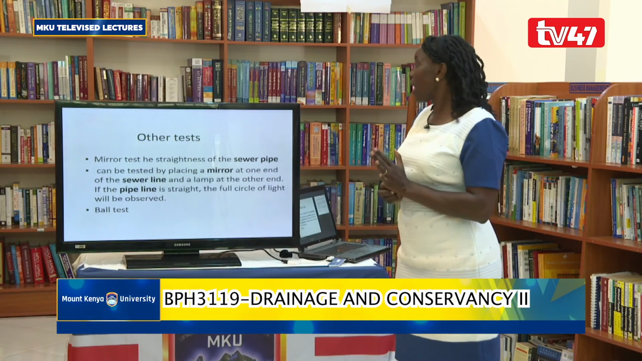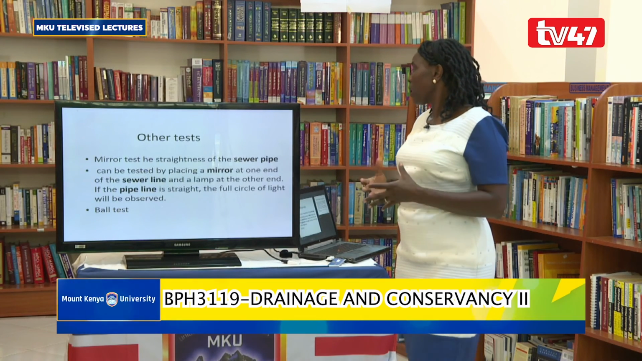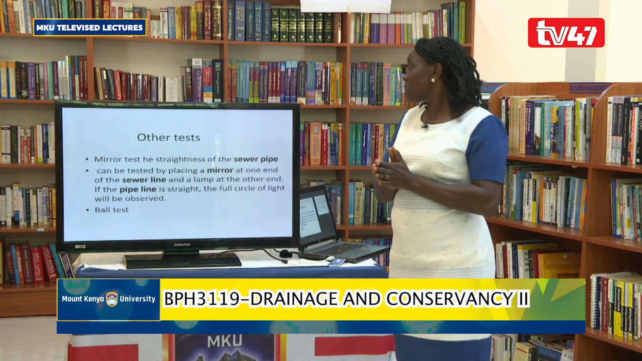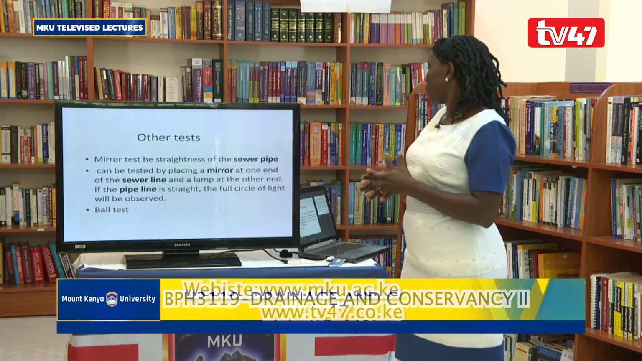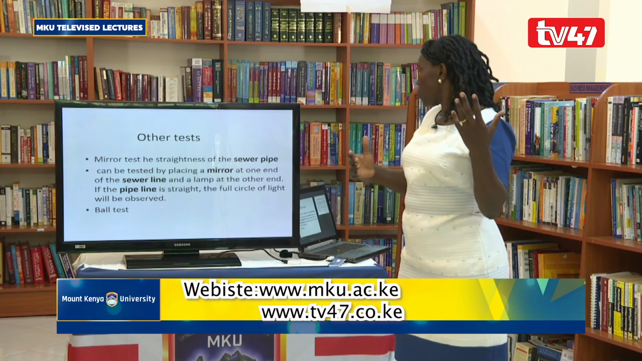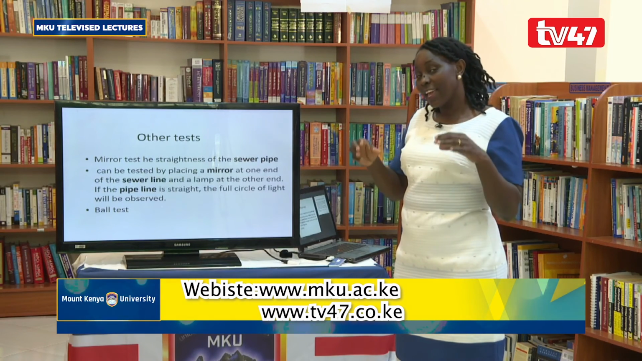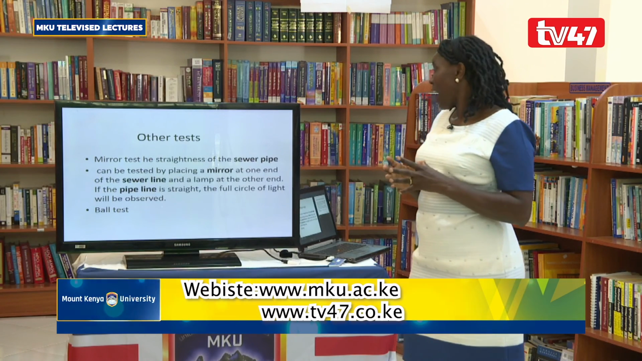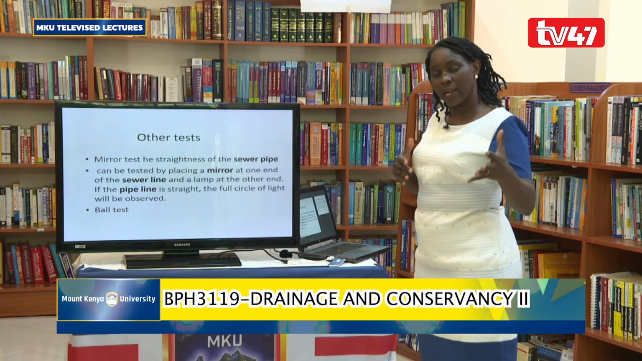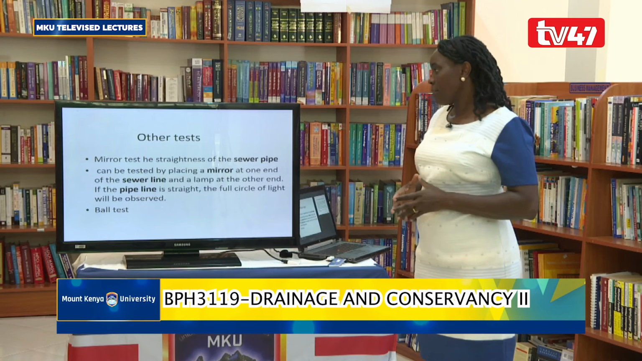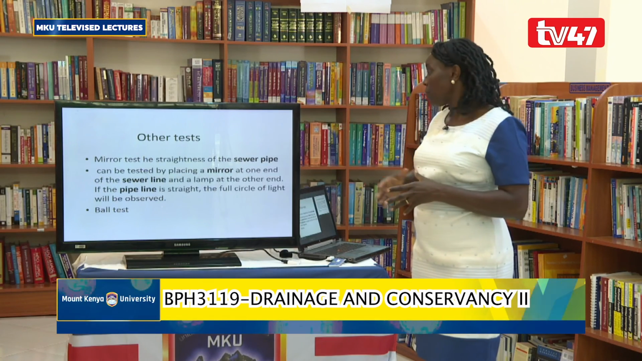Other tests that are conducted on drains include the mirror test. This one helps to test the straightness of the sewer. A mirror is placed at one end, and then you have a lamp on the other end. Generally, the inside of the drain is dark, so when you provide light on one end and a mirror on the other end, if the pipeline is straight, then the full circle of light will be observed on the mirror.